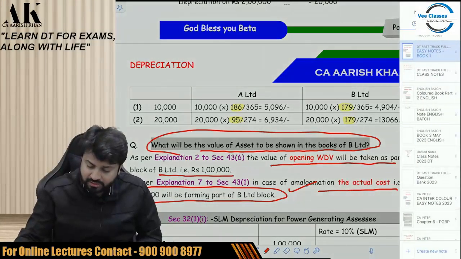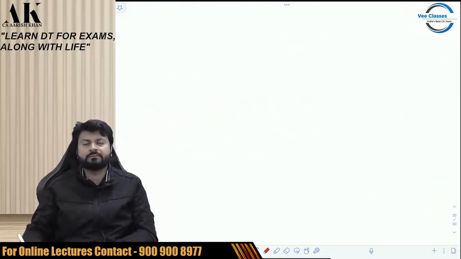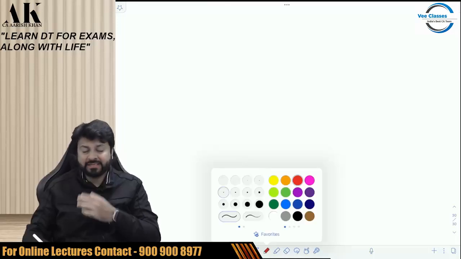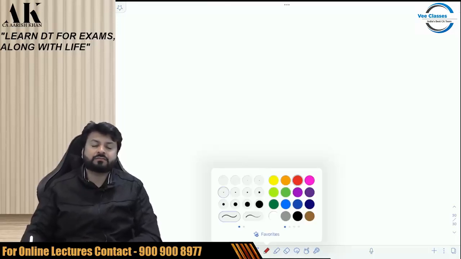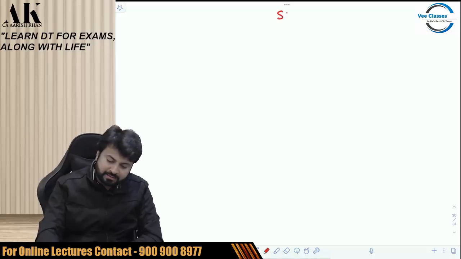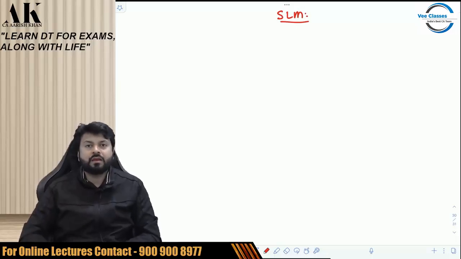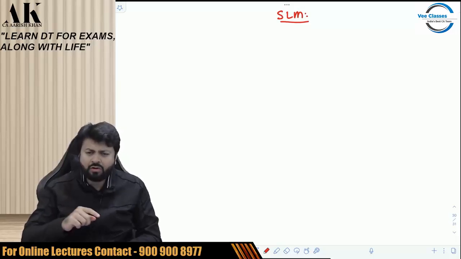Now, coming to the last few things in this chapter of depreciation. Pay absolute attention, please. The next part is about SLM depreciation. At the beginning of this chapter, I told you there are 4 kinds of depreciation: normal depreciation under the block scheme, additional depreciation under the block scheme, then SLM depreciation for power generating assets, and then terminal depreciation for power generating assets. So now we are talking about SLM depreciation.